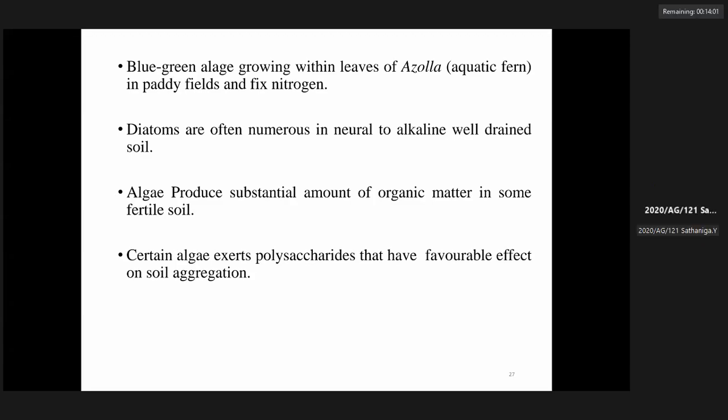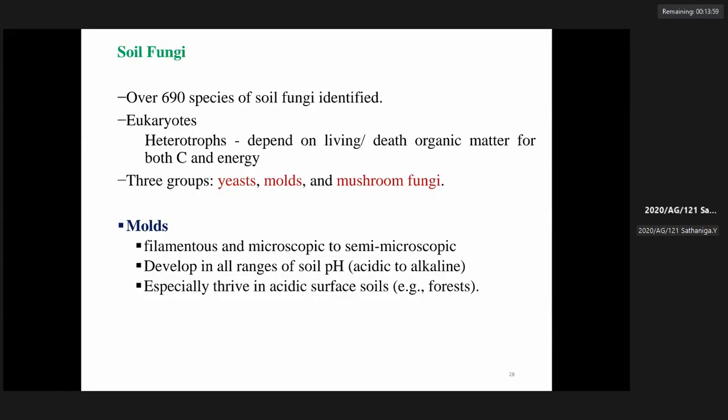Next, we will see about soil fungi. Now, over 690 species of soil fungi have been identified. Fungi belong to the eukaryotic group. These are heterotrophs, depending on living or dead organic matter for both carbon and energy.